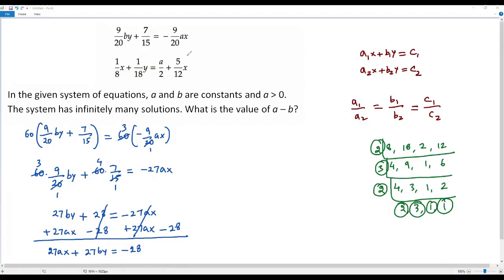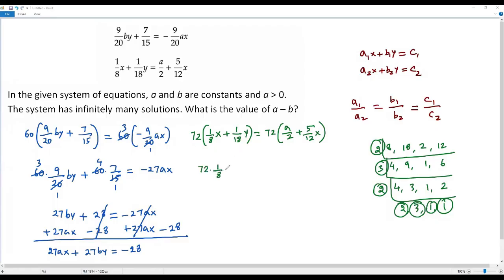And now we have to multiply both sides of this equation by 72 to get rid of the denominators. Okay, let me do it. That is 72 times 1 over 8 times x plus 1 over 18 times y equals 72 times a over 2 plus 5 over 12 times x. Okay, now let's distribute the 72 to the terms inside the parenthesis over here.